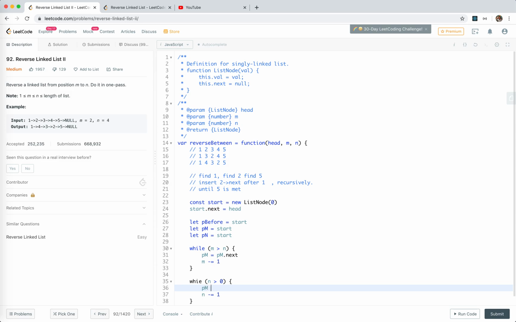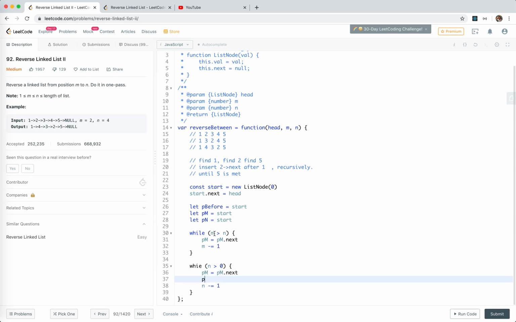pn equals pn.next. Oh, I made a mistake. This is n. Okay, pn, and then while n is bigger than 0, pn equals pn.next, n minus 1. So for m 1 and n 2, actually pm will end at 1 and pn will end at 2.